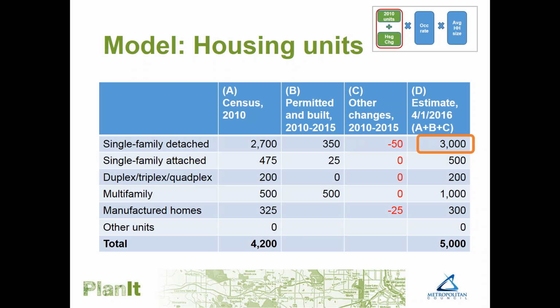I want to mention that for manufactured homes, we're not looking directly at changes. Rather, we're just taking the most recent numbers reported by the park managers, which in this case would be 300. For those other units, that catch-all other category, we're simply taking the number reported in the most recent American Community Survey estimates. And adding all of those up at the bottom of column D, we get 5,000 total housing units in this community.